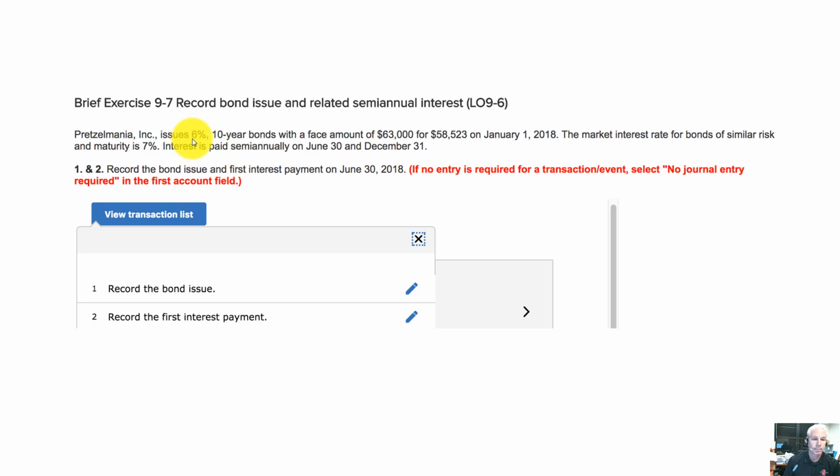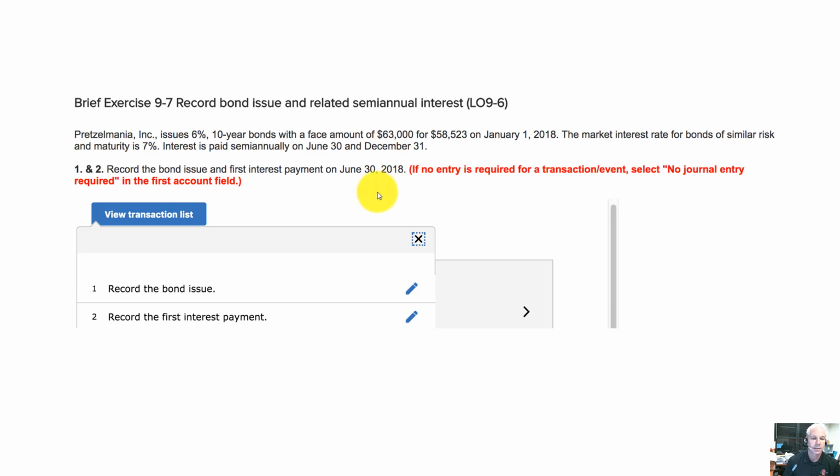Here it's 6% coupon, stated rate, 10-year bonds, face amount 63, but they issued them for 58, below face value. So what is that? That's correct, it's a discount. On January 1st, the market rate of similar bonds was 7%. That makes sense. Discount rate, this should be higher than the stated rate. That's why it's a discount. So now we have to record this. So how would we record these bonds?